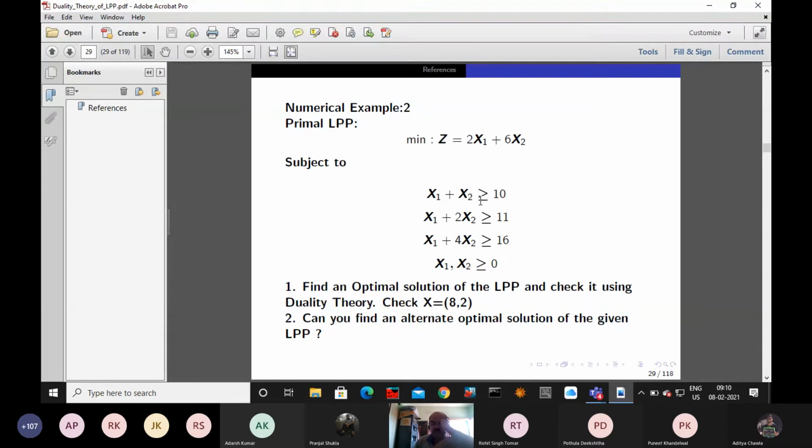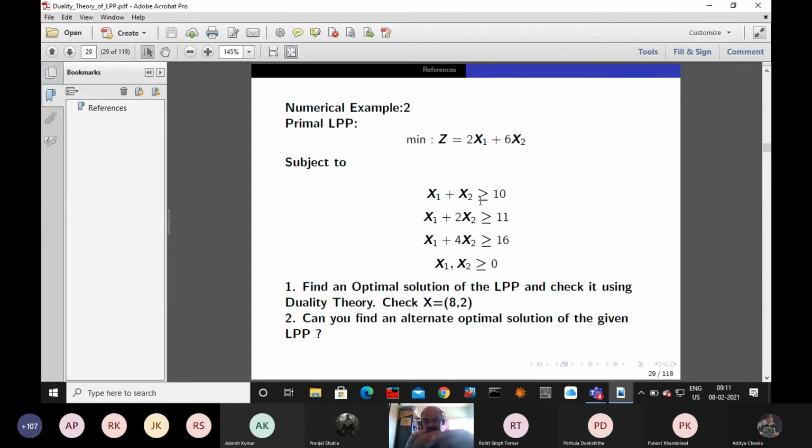So it says the first one is fulfilled. Now what about the second one? So 8, 2. So 8 and this is 12. So 8 plus 4 equal to 12. 12 is greater than or equal to 11, is true.